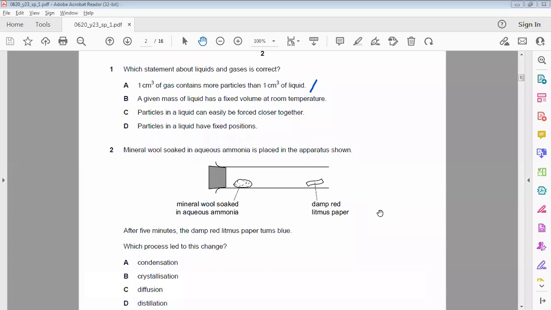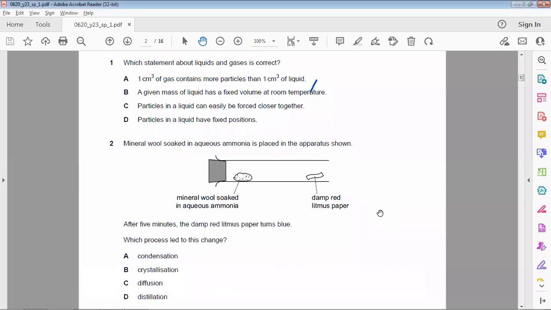Question 2. Excuse me. Let me erase this. Okay. Question 2.